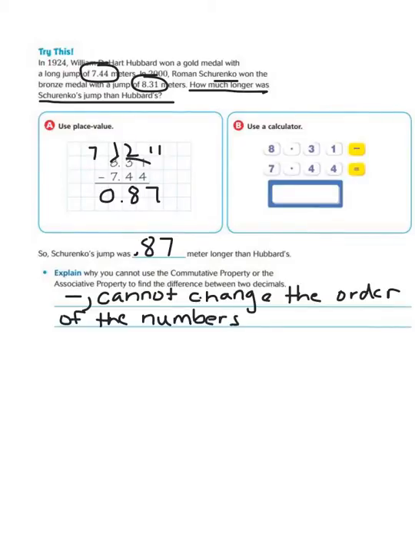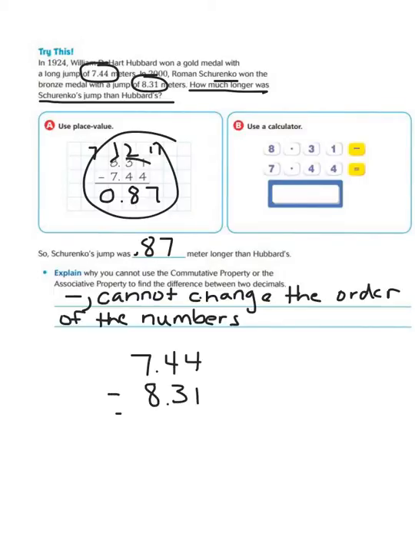For example, what that basically means is we cannot rearrange our two numbers here. We cannot do 7 and 44 hundredths minus 8 and 31 hundredths, because we cannot have the bigger number on the bottom. We cannot subtract that way. That is a no-no. So that's why we cannot use the commutative property or the associative property. And that's why both of those are for addition or multiplication only.